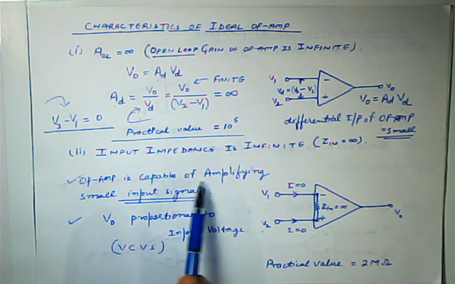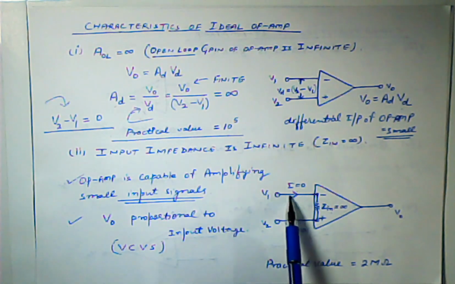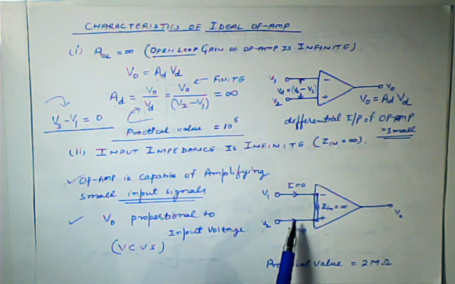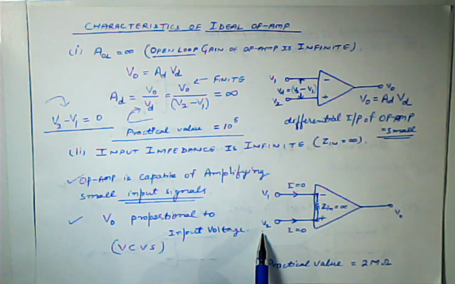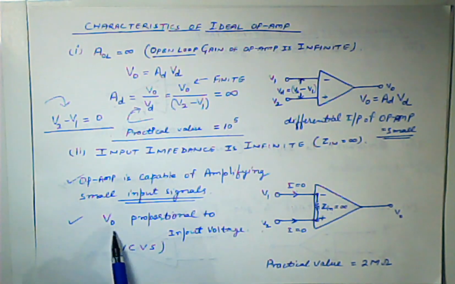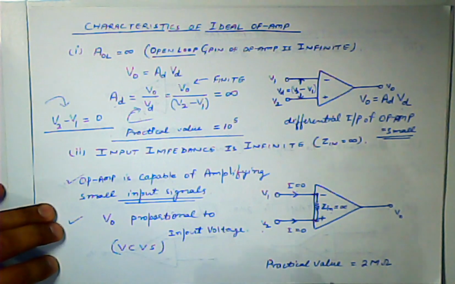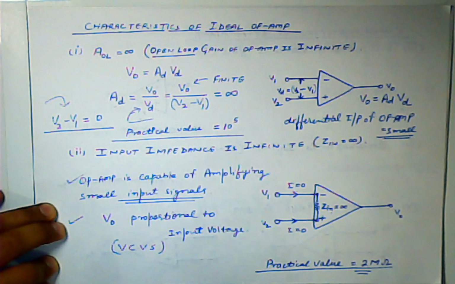First one is the op-amp is capable of amplifying small input voltage signals. They are so small that they cannot provide any input current to the op-amp. Second thing, as there is no input current at the op-amp, the output is dependent on the input voltages only. So V0 is proportional to the input voltage. So this is why the op-amp is called a voltage controlled voltage source. But this is the ideal condition. Practically the input impedance should be a high value. So for an op-amp IC, this practical value is around 2 megaohm.